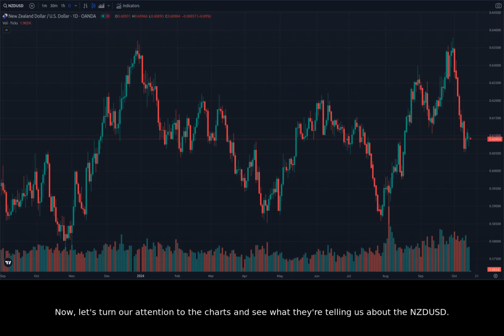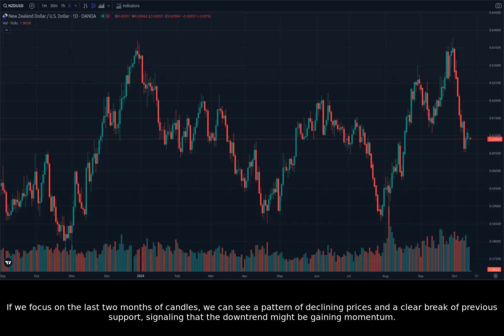Now, let's turn our attention to the charts and see what they're telling us about the NZDUSD. We'll begin with the daily chart, which provides a broader picture of the NZDUSD's recent performance. The daily chart reveals a clear downtrend, with the pair consistently breaking below support levels. If we focus on the last 2 months of candles, we can see a pattern of declining prices and a clear break of previous support, signaling that the downtrend might be gaining momentum.